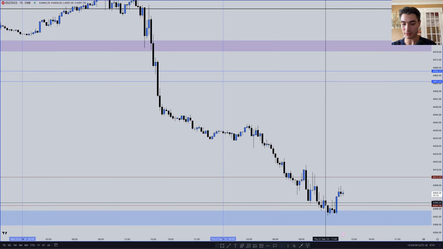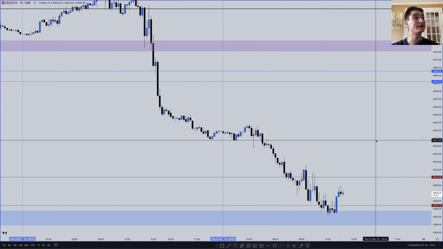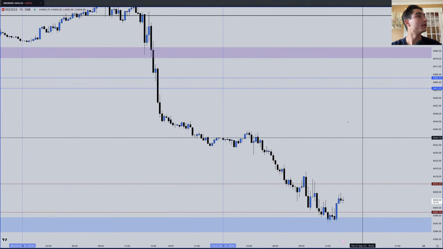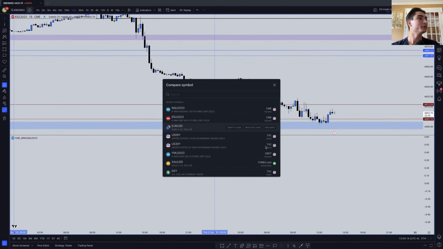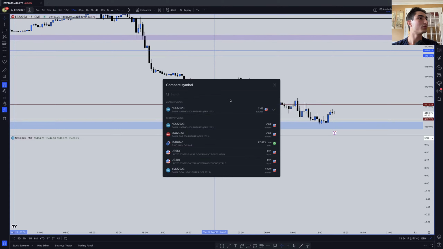And then also the other thing I wanted to share is how the markets were also decoupled. That's what I had. So taking a look at NQ.